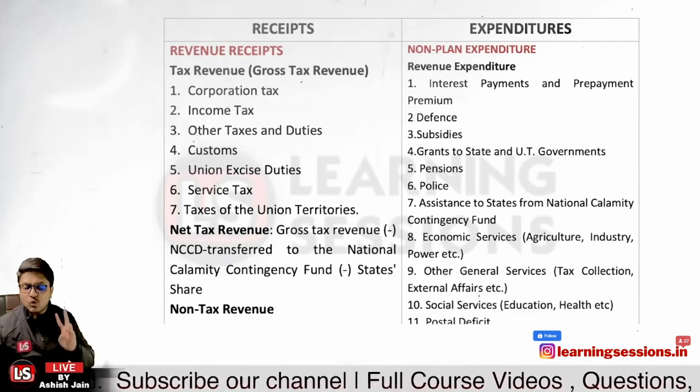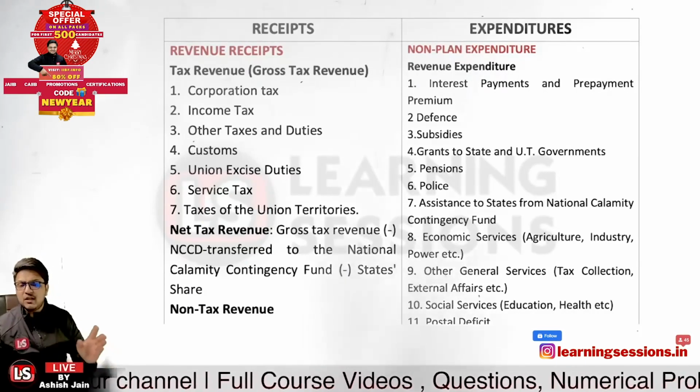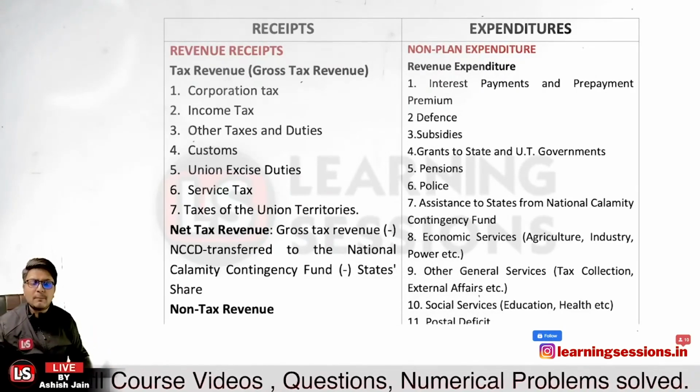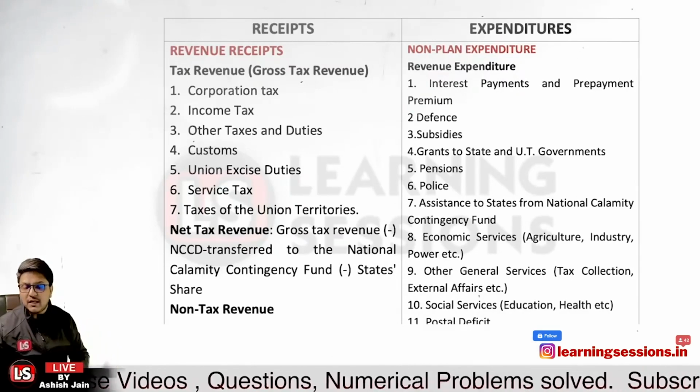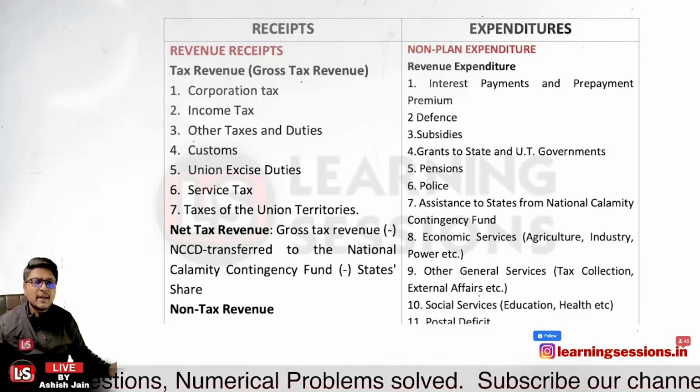So we will be covering expenditures into two parts. One, it is a non-planned expenditure. We will be covering the revenue expenditure and the capital expenditure in that particular thing, and further we will be covering the planned expenditure, in which we will be covering it again, that is the revenue expenditure and the capital expenditure under the planned expenditure.